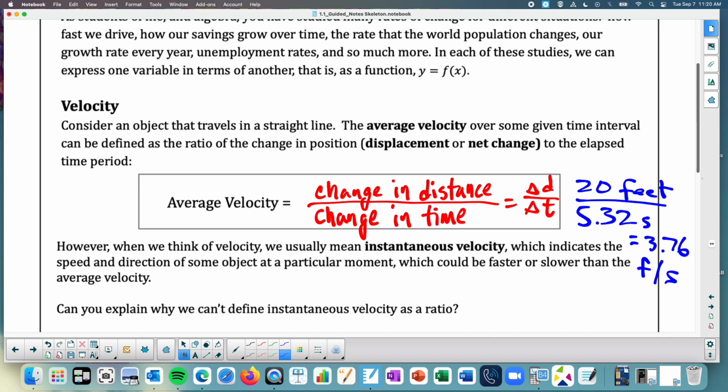Now, what's the difficulty with doing that? Why can't we really figure out instant velocity? How did we figure out average? The bottom, right? Well, we timed it. Oh, we can't time it. We can't get a precise time. So what would be the time for instant velocity? 0. You can't divide by 0. Right. So the difficulty comes in that the numbers don't mesh.